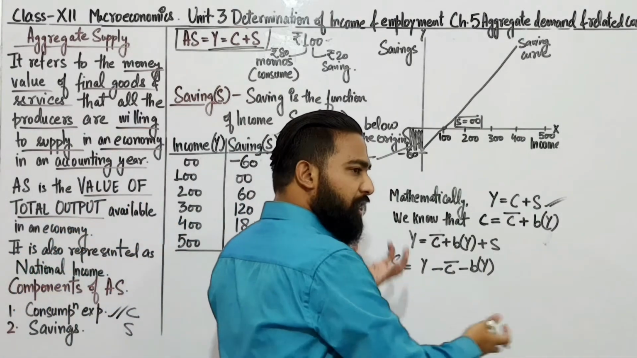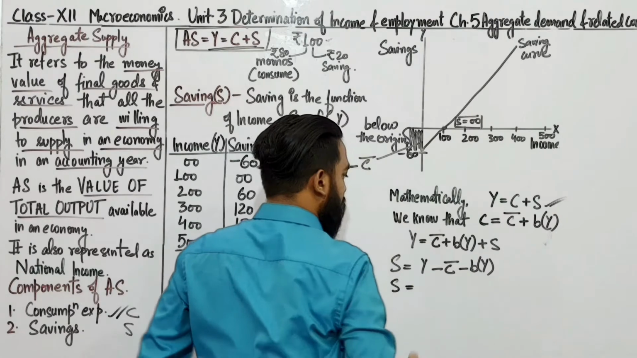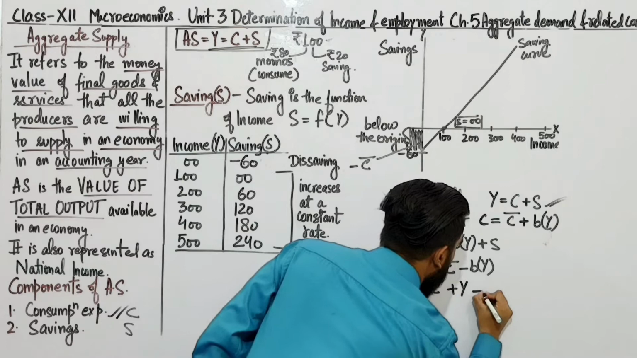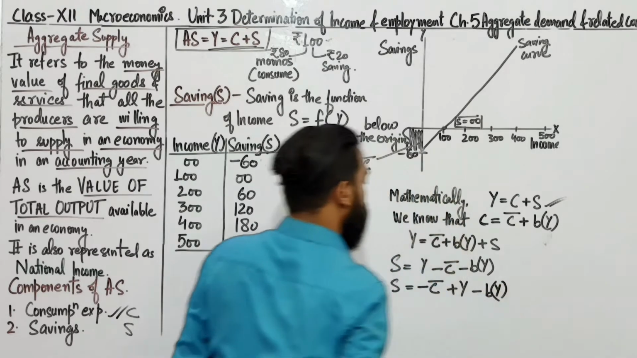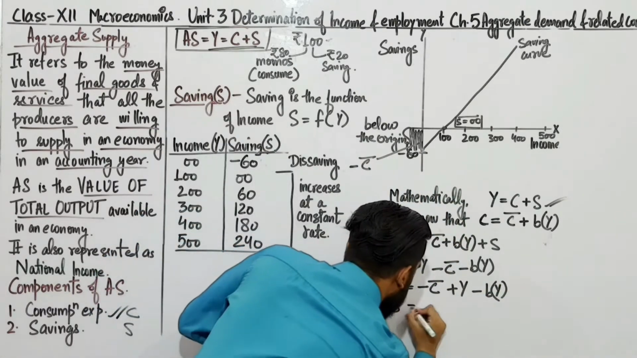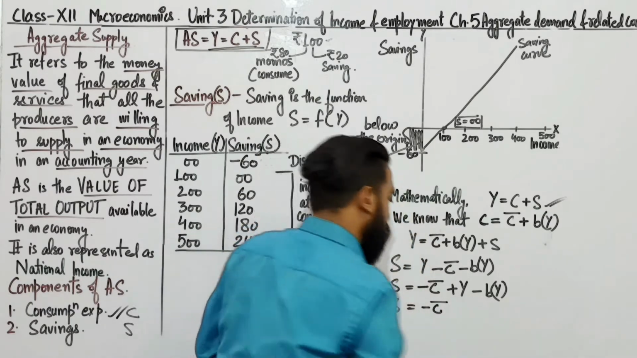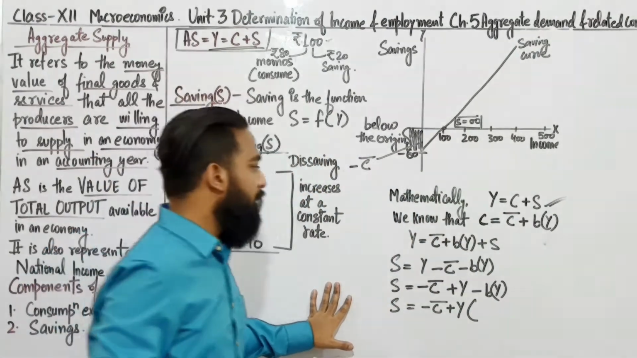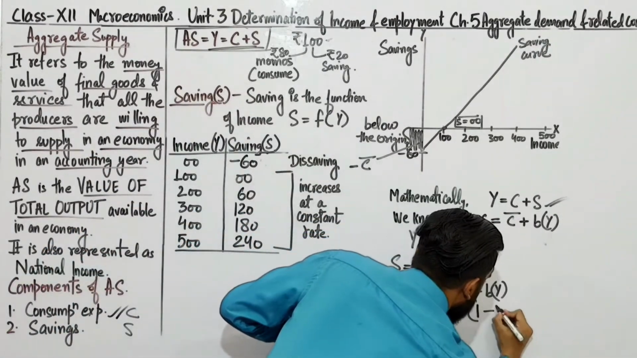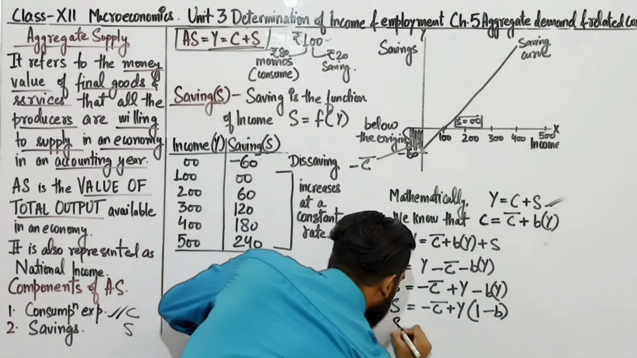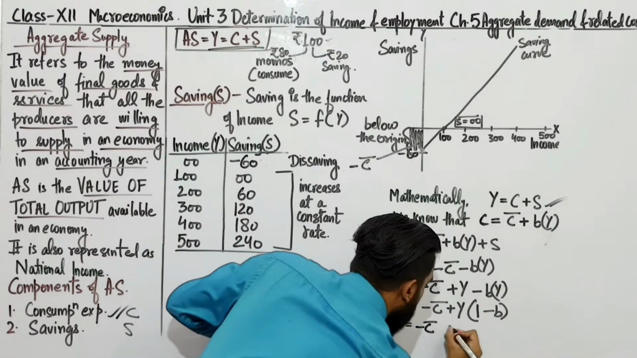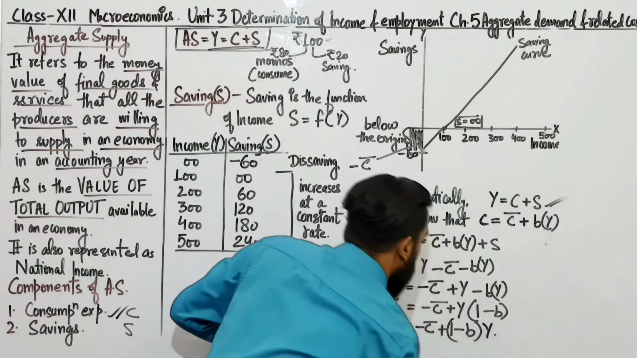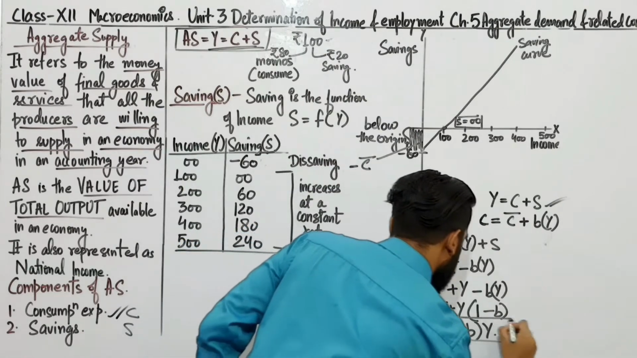Now I will shuffle them in a way that it becomes minus c bar plus y minus by. Fine. Now taking y as common, if I take y as common, it will become 1 minus b. So the formula of saving becomes minus c bar plus 1 minus b into y. So students, this is your formula.